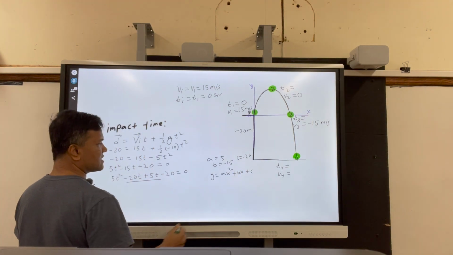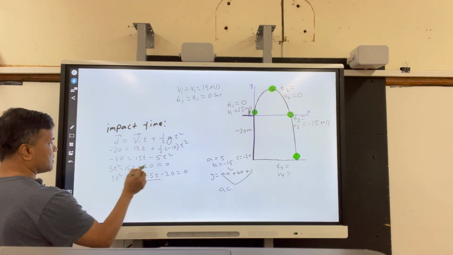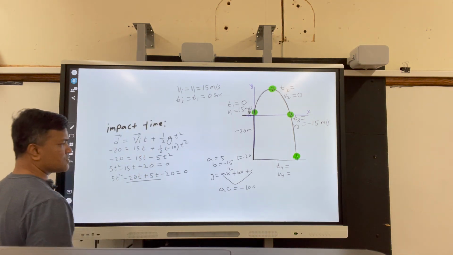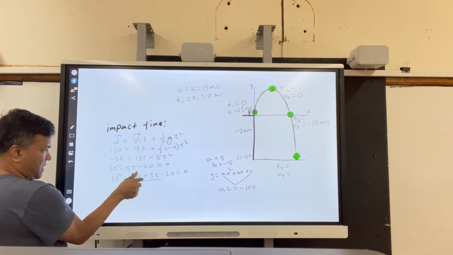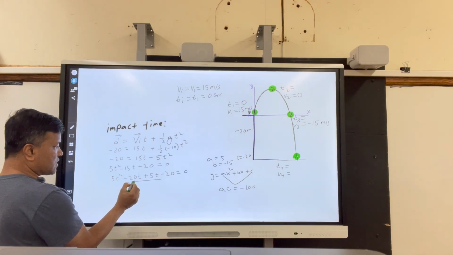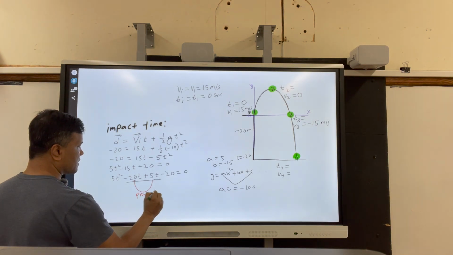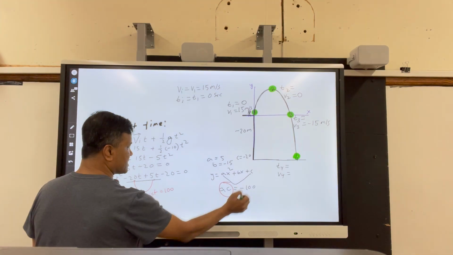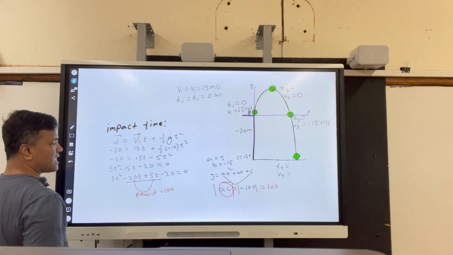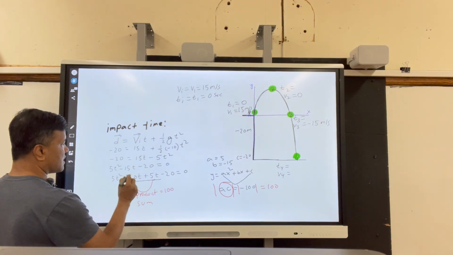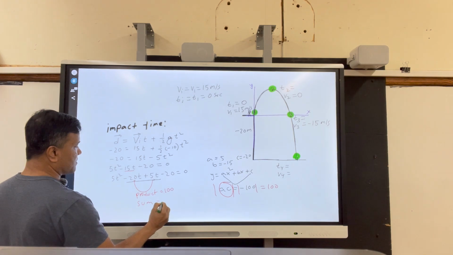So the quadratic formula tells us that a times c would be negative 100, right? So when you multiply a times c, you get negative 100. So the product of these two has to be 100, because the absolute value of a times c is 100, and the sum of these two has to be negative 15. So negative 20 plus 5 is negative 15. The sum of these two has to be negative 15.